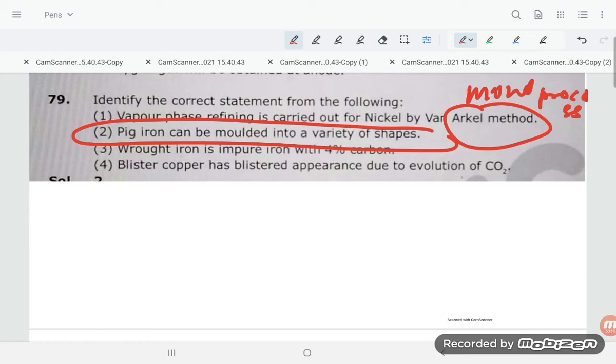After smelting, it can be molded into a variety of shapes. Okay, so they are saying that is the correct option. This is the correct answer, student. Wrought iron is impure iron with 4% carbon.